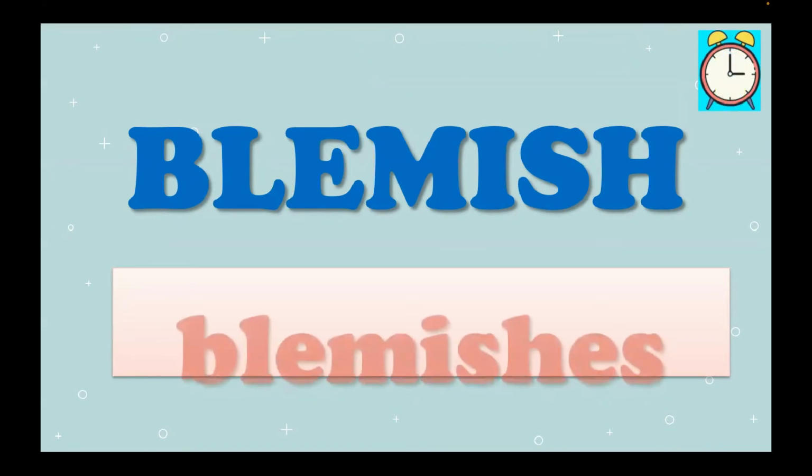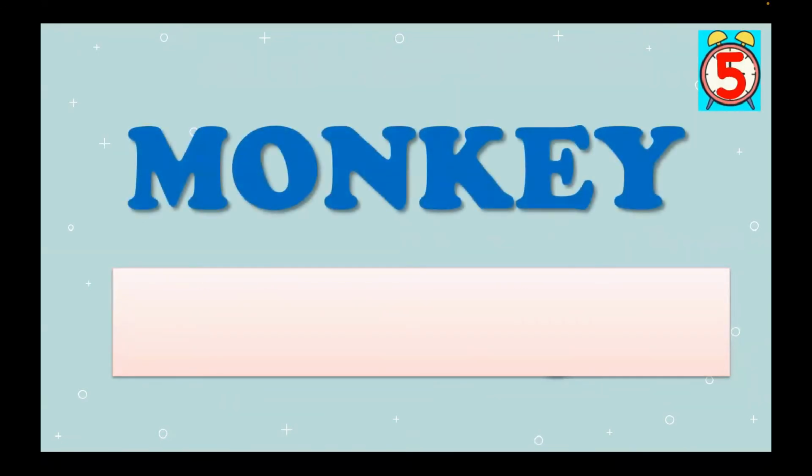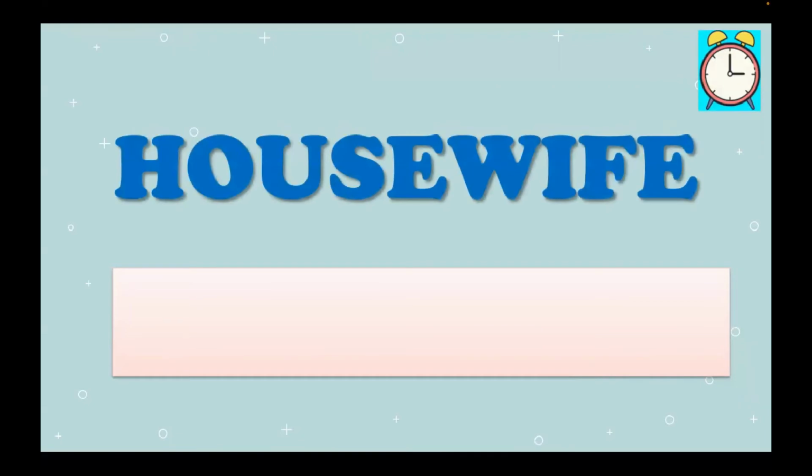The correct answer is blemishes. Next, number 2, monkey. The plural form of monkey is monkeys. Next number, housewife. Housewife. The correct form of housewife is housewives.